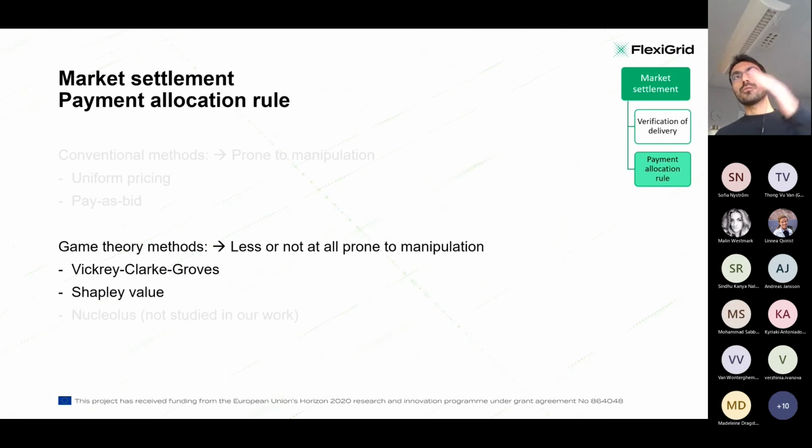And the other way around, you don't want to bid very low either because you might not be able to recover your costs. So you will bid your true value. This is a very good property of this mechanism. It has downsides as well, of course. Nothing is perfect.